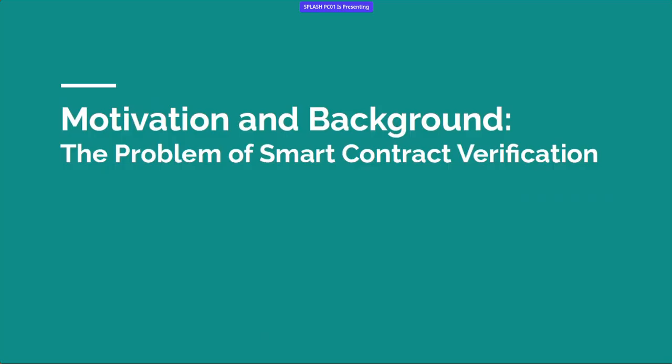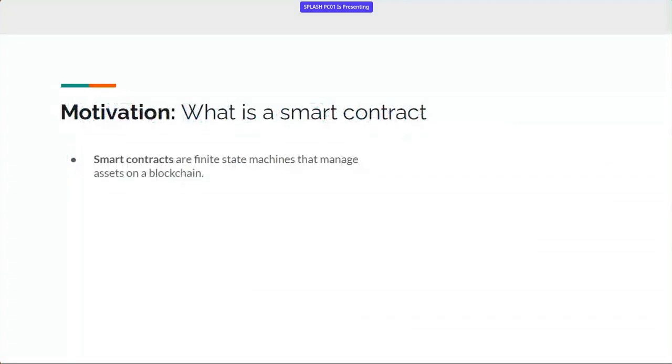I'm going to start with some background and motivation for this work: what smart contracts are and why we care about verifying them. There are a lot of different ways you can define smart contracts. In this talk, we're just going to think of smart contracts as finite state machines. They manage assets on a blockchain.